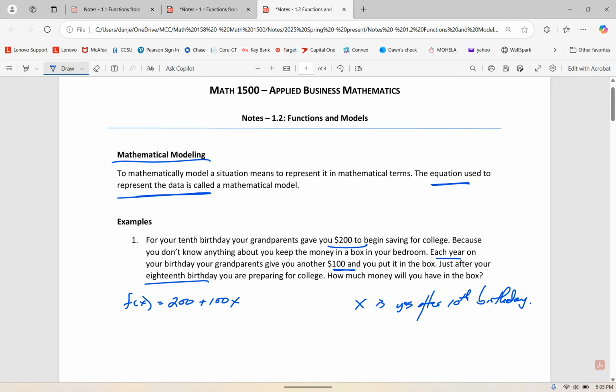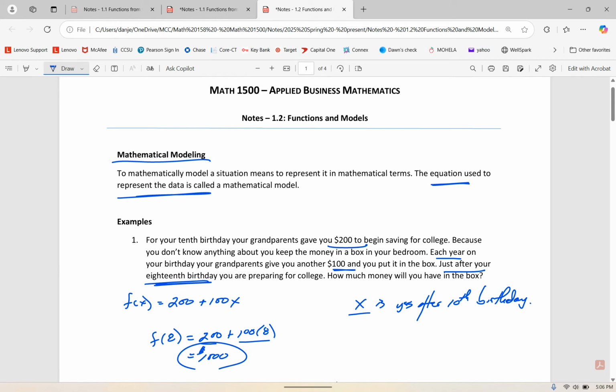So if I want to know how much money I have in my account after my 13th birthday, x would be 3. After my 15th birthday, x would be 5. Notice the question is, just after your 18th birthday, how much money do you have in the account? f of 8. We're going to use 8, not 18, because x, remember, is the number of years after your 10th birthday. So that would be 8. So 200 plus 100 times 8 would be 200 plus 800, which is 1,000. You would have $1,000 in your account after your 18th birthday.